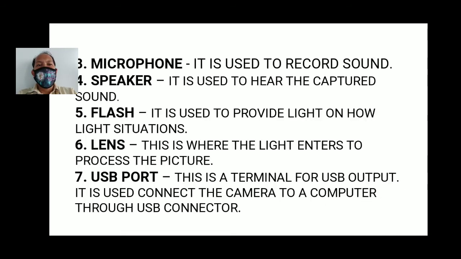Three is the microphone. It is used to record sound. Four, speaker. It is used to hear the captured sound. Five, flash. It is used to provide light in low light situations. Six, lens. This is where the light enters to process the picture. Seven, USB port. This is a terminal for USB output. It is used to connect the camera to a computer through a USB connector.